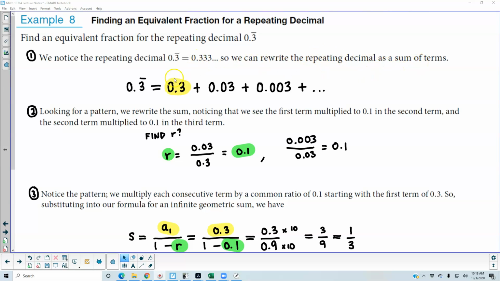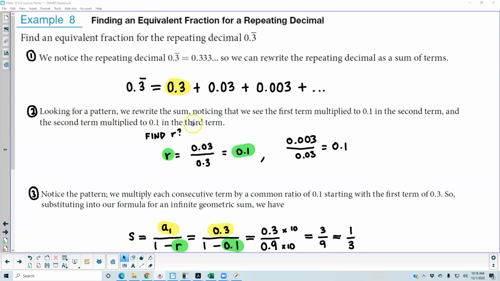So let's take a look at this. We have 0.3 repeating. We can take 0.3, plus 0.03, or 3 hundredths, plus 0.003, which is 3 thousandths, and so on. Now, we want to look for a pattern.